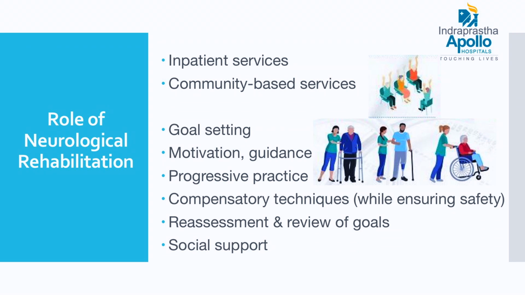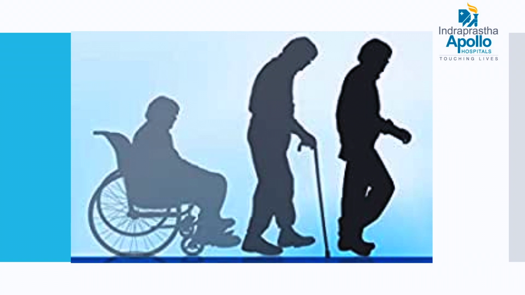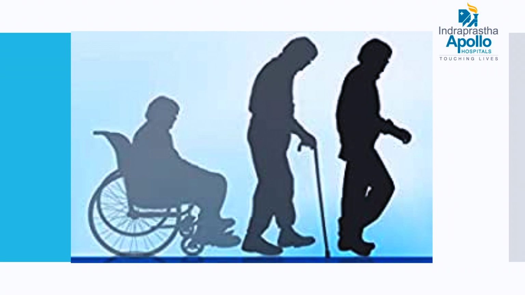So the aim, basically, that I wanted to show is that from a person with disability you want to try and reach a stage where the person is as independent as possible so that they have a good quality of life. I'll now request the therapist to tell us a little more about the exercises.